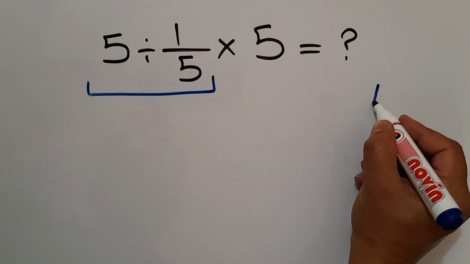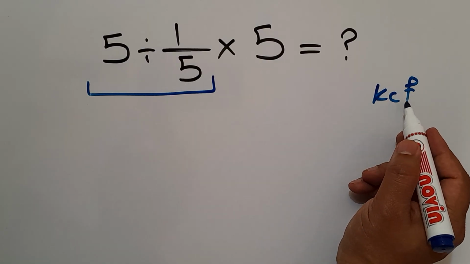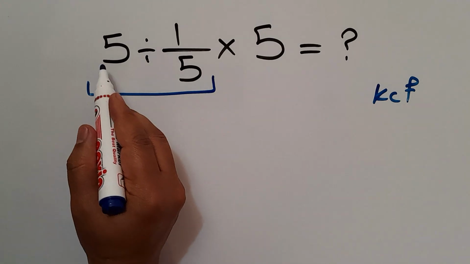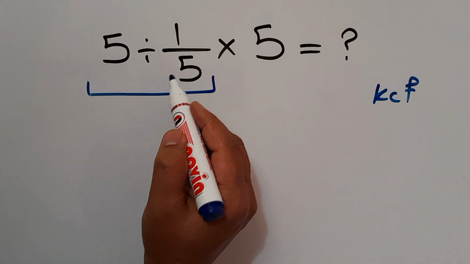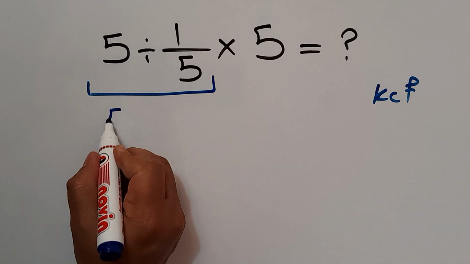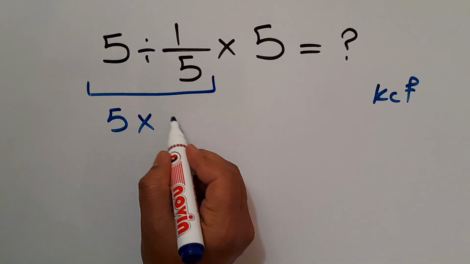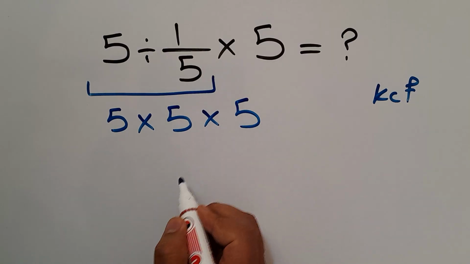According to the KCF rule, K stands for keep, C stands for change, and F stands for flip. Keep the first fraction, change division to multiplication, and flip the second fraction. Okay, so we can write 5 times 5 and again times 5.